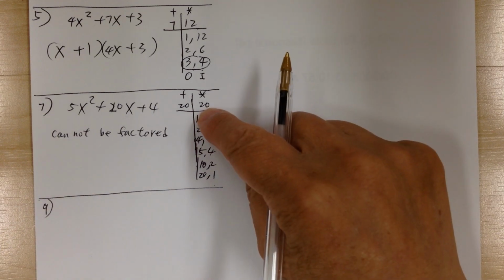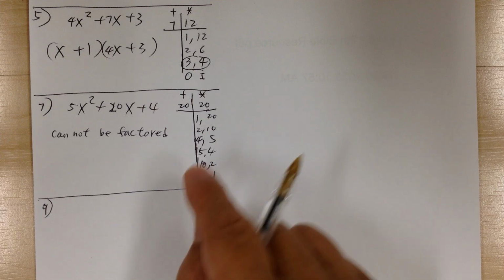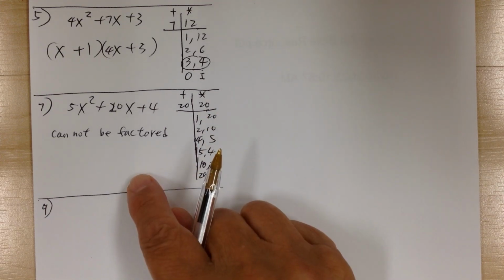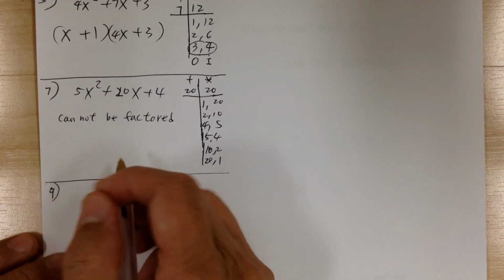And that's why it's so important you go down in order. If you go down in order, that way you know that you didn't miss anything. If you go all over the place, then you're not going to know if it's not factorable or you missed something. Okay, so that's why it's good to go down in order.